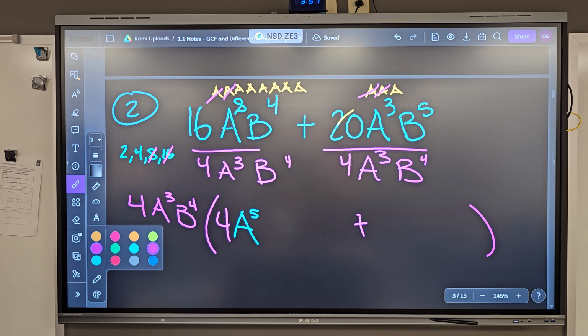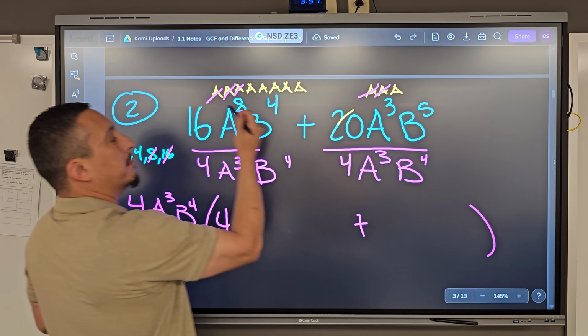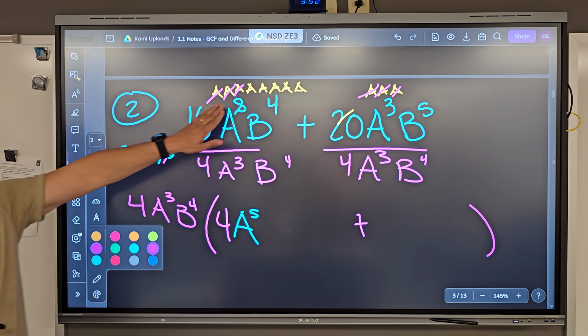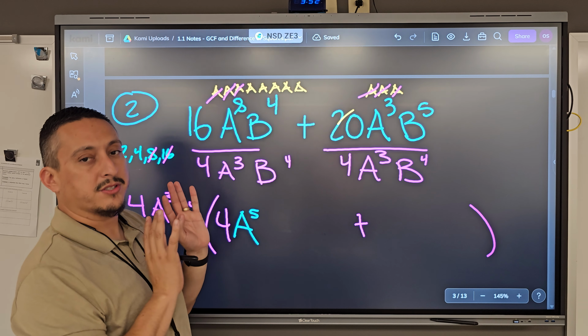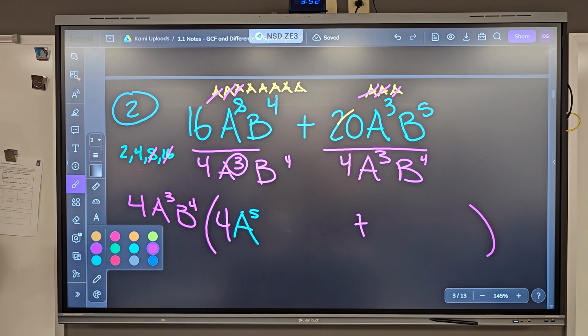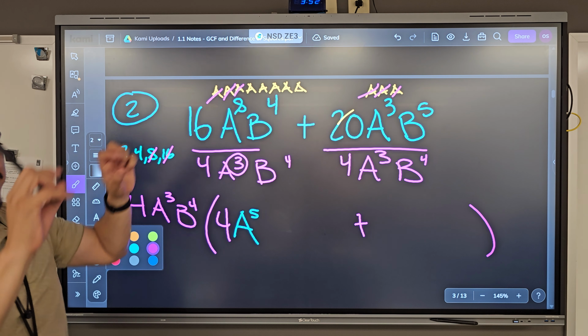Could I take 3 A's from both? Yeah. But here's the catch, because you take 4 A's. No. You can take 4 A's from this one, but the catch is you have to do it to both. So that's where this is coming from. That's the A amount that you can take out from both. Oh, okay? And this is the B amount that you can take out from both.